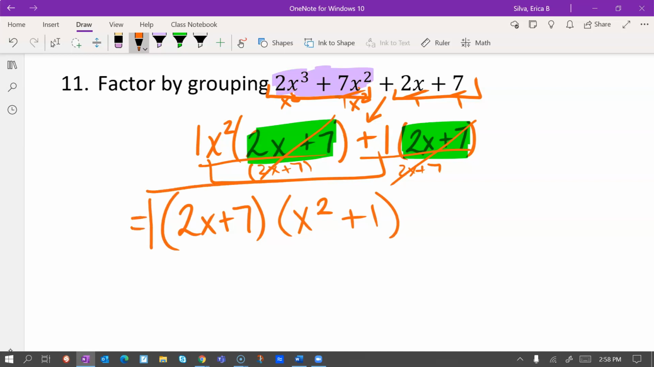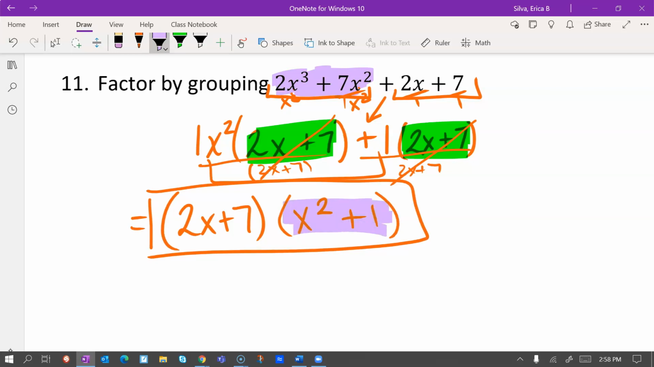Now in this one, you can factor a little bit more. You can factor this one, but we didn't get to that in class, so you won't be required to do that on the test.